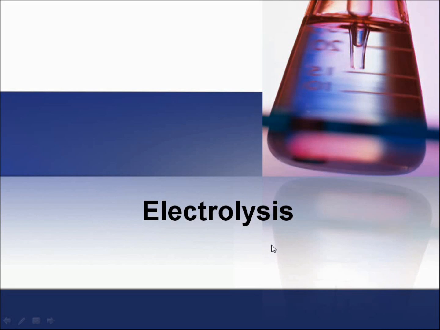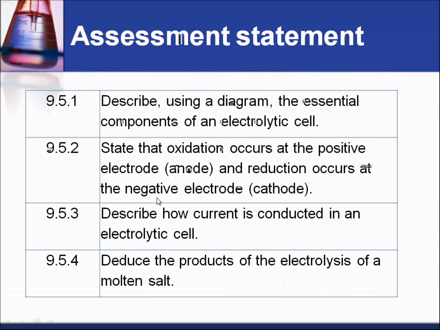Okay, let's have a look at electrolysis. So the assessment statements are here, okay? We're going to draw the essential components of an electrolytic cell. We're going to state that oxidation occurs at the positive electrode and reduction occurs at the negative electrode. We're going to describe how current is conducted, and we're going to deduce the products of electrolysis of a molten salt.